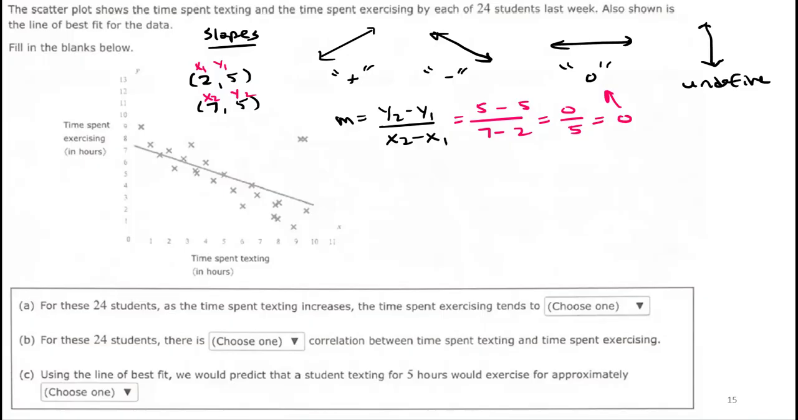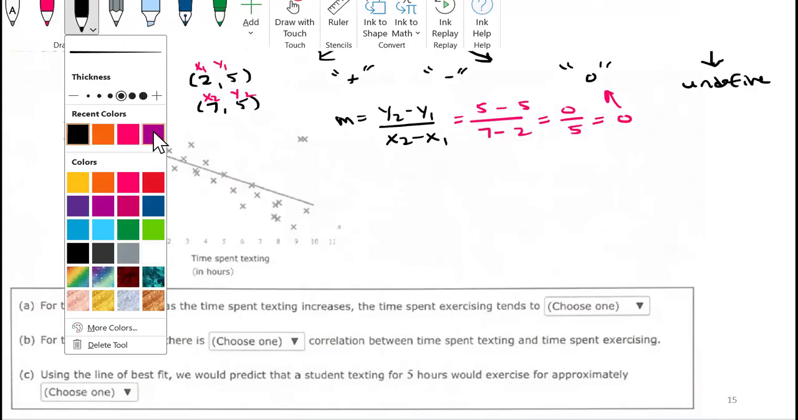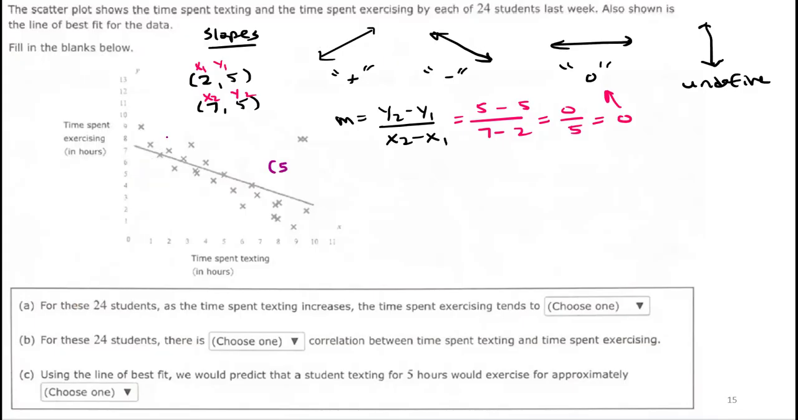Okay? We get that kind of graph. Now, let's say we flip this, okay? So let's say we flip this and we had the other way. So let's say now we had 5, 2, and 5, 7. So we're going to do the same thing. We're going to label this x1, y1, x2, y2.